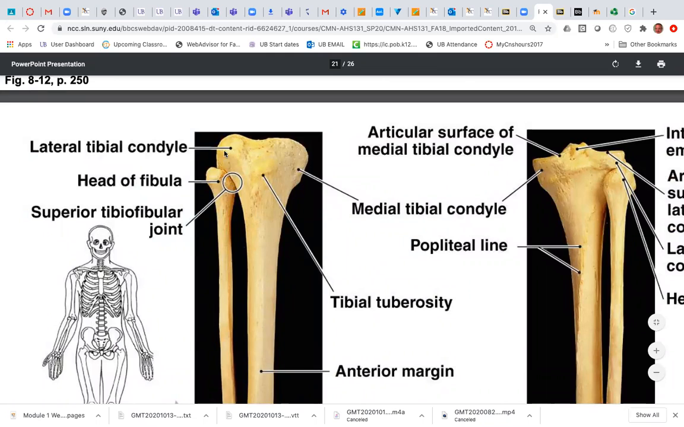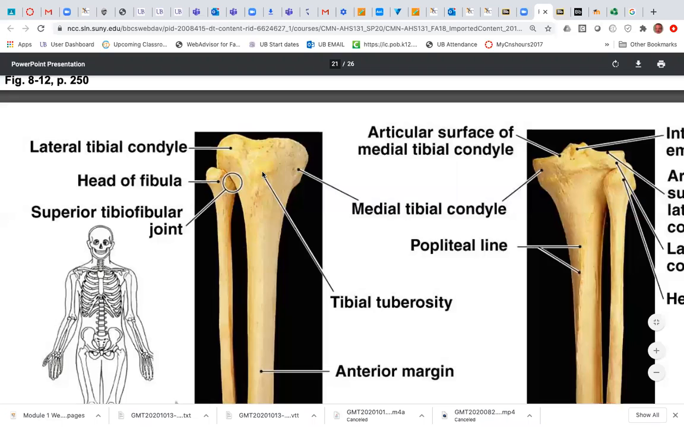When we look at the proximal part, there is a lateral tibial condyle, and then there's a medial tibial condyle. And between the two is a bump. That bump is called the tibial tubercle or tibial tuberosity. This bump, which we all have, we can all palpate and feel on ourselves. If you're sitting and you go inferior to your kneecap, we're all going to have this little bump.